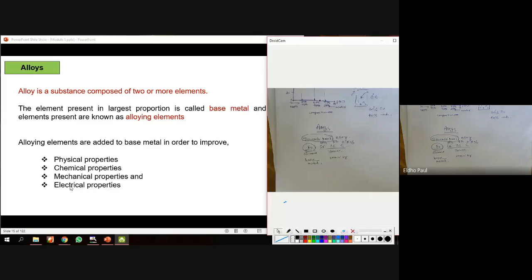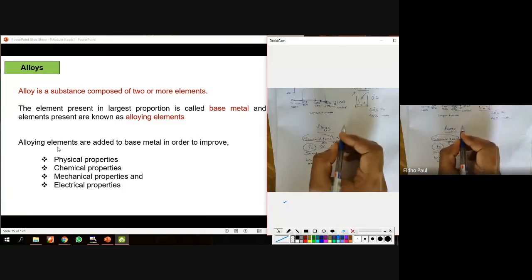So we can improve the conductivity of the material by adding different material. That is an electrical property improvement. We can improve the strength of the material. That is the mechanical property. We can improve the chemical property. Corrosion resistance is improved. That is the chemical property. We can improve the physical property. We can change the appearance of the material. So all these things can be improved by the addition of these impurity atoms into the pure material. So that is the alloy process.